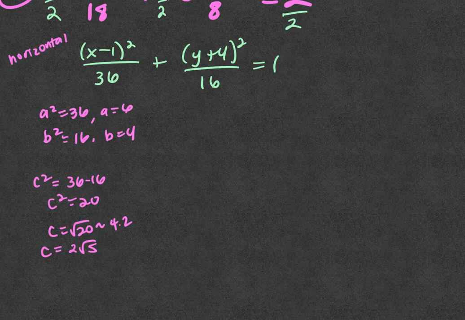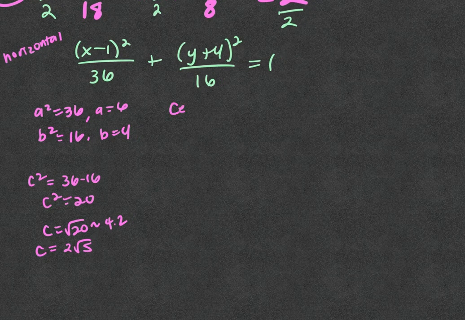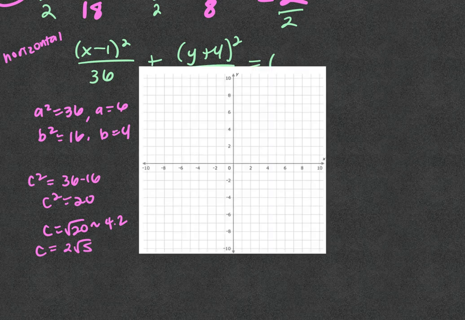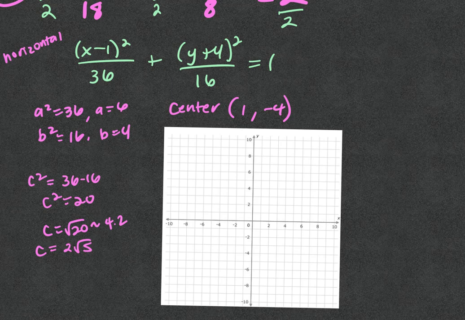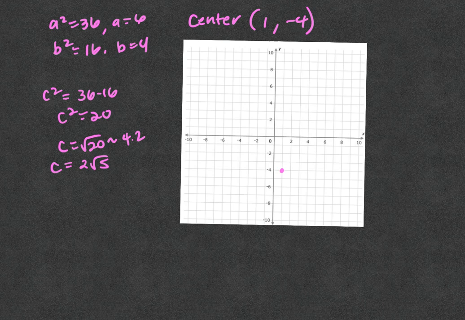And I need that for my focus. I know the center is the opposite of what follows x and the opposite of what follows y. So (1, -4). And then I go to the graph. So (1, -4) is my center. It's horizontal, so I go right 6 and left 6. So I'd go to (7, -4), and I'd go to (-5, -4). Those would be my vertices.